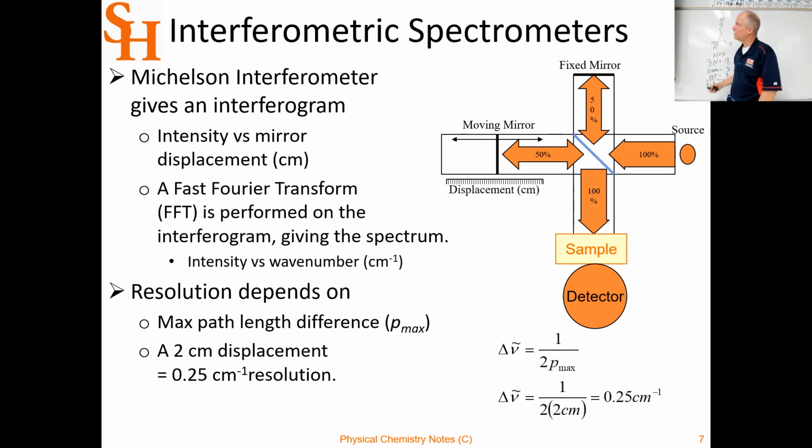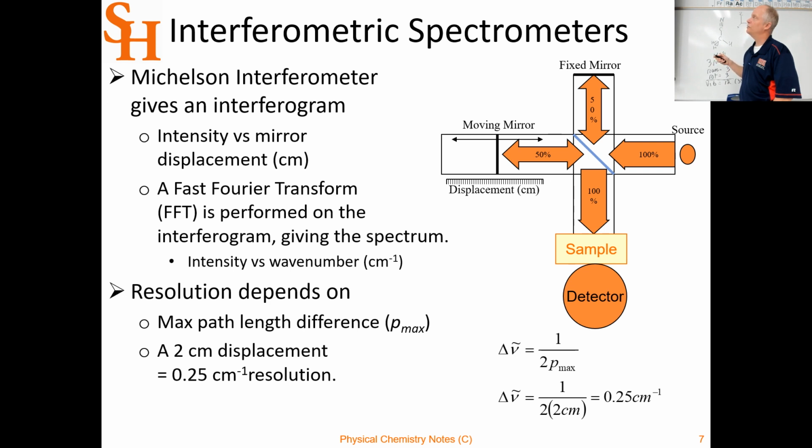So our beam splitter is potassium bromide, and then they have a little bit of a mylar film on there that reflects about 50% of the infrared light. So 50% is reflected up to a fixed mirror. The other 50% goes forward through the beam splitter to a moving mirror, and that mirror moves back and forth.